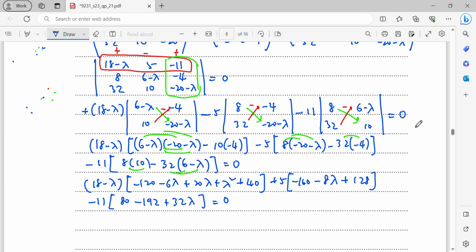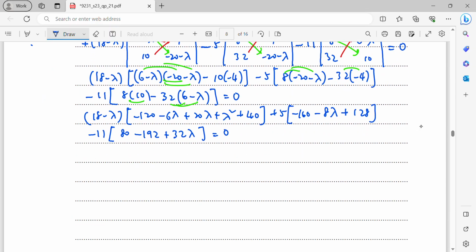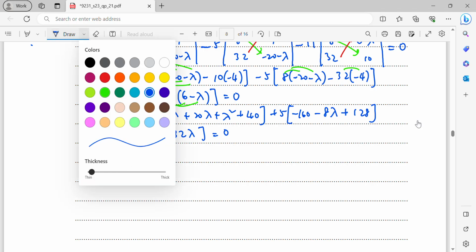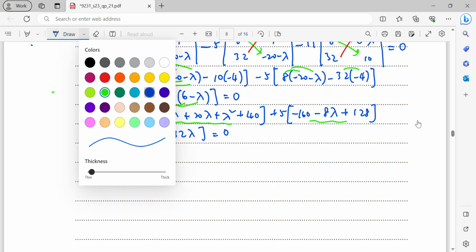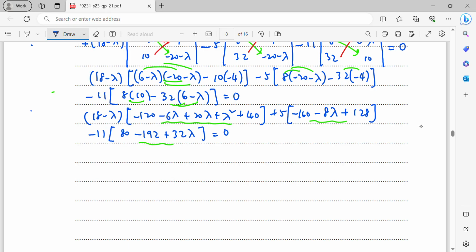Okay, so lastly, I need to further expand it, right? So before I expand it, because we have so many terms inside the brackets, so better to simplify first. Otherwise, your expansion will be very long. So I will just write 18 minus lambda. So inside the brackets, there are so many terms. It will be simplified into lambda squared plus 14 lambda minus 80.